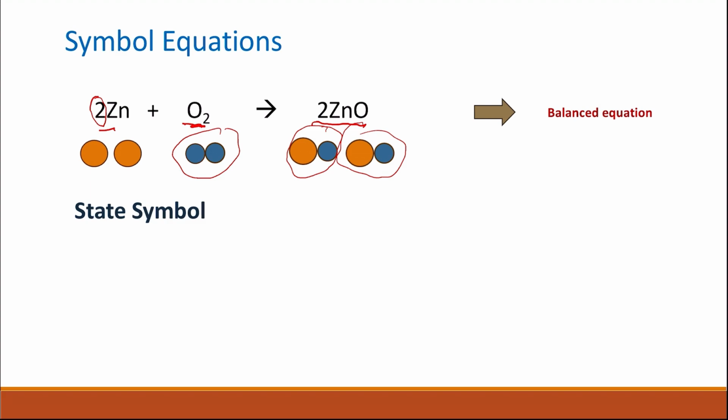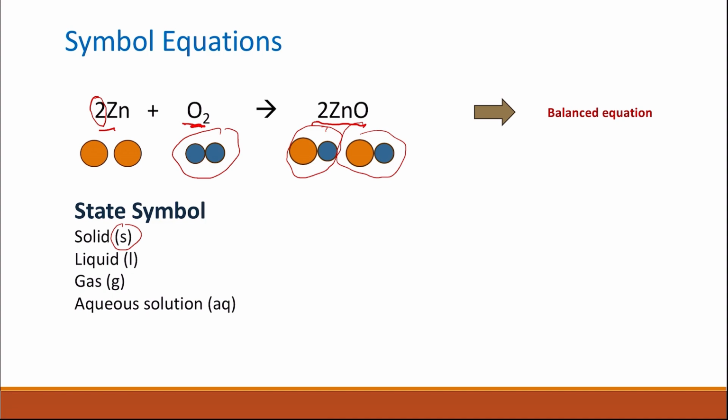The state symbol will represent the state of the different reactants and components in a reaction. We have four different state symbols. The first one is for solids, which is (s) between brackets. The second one is liquid, which is (l). Gas is (g), and then if it's an aqueous solution, then it's (aq) between brackets.